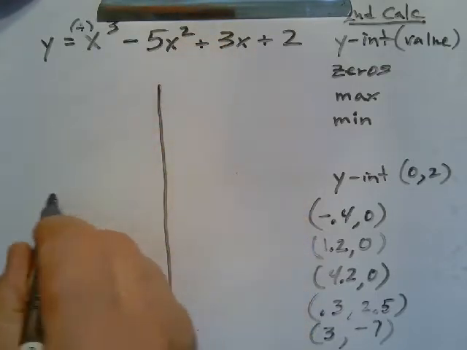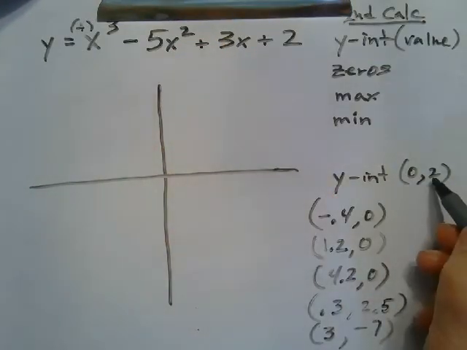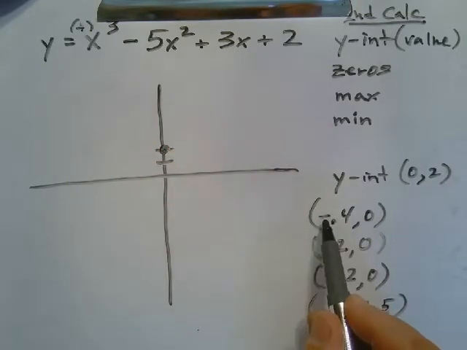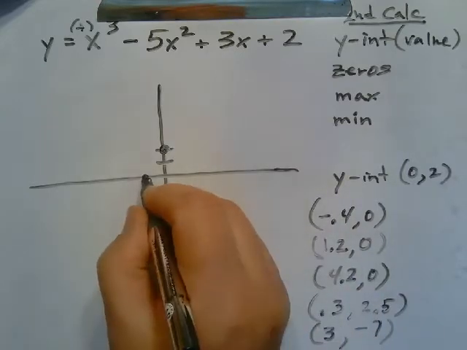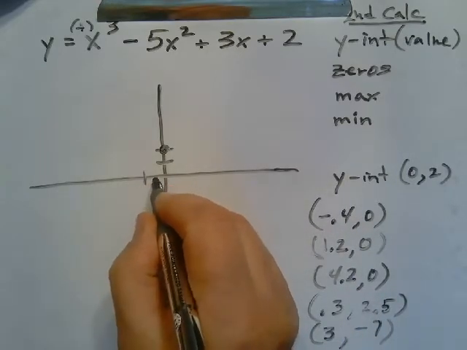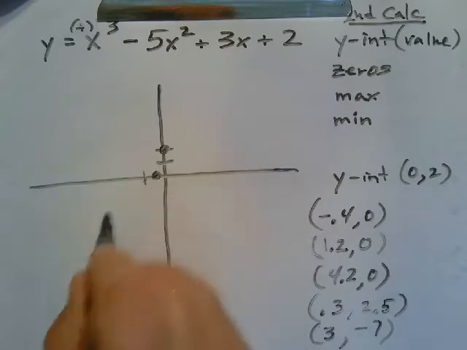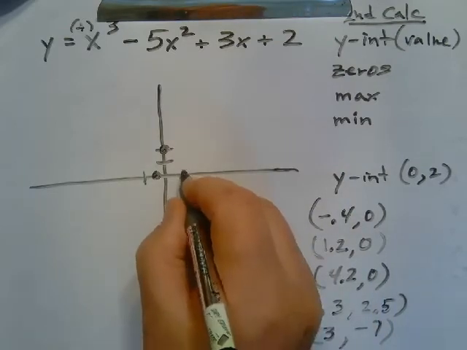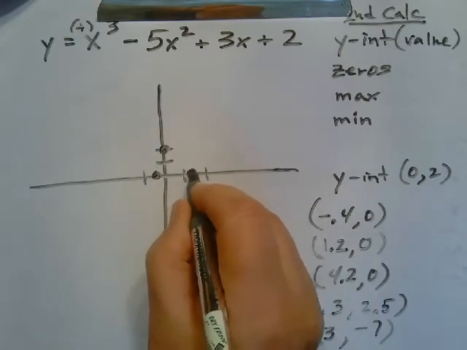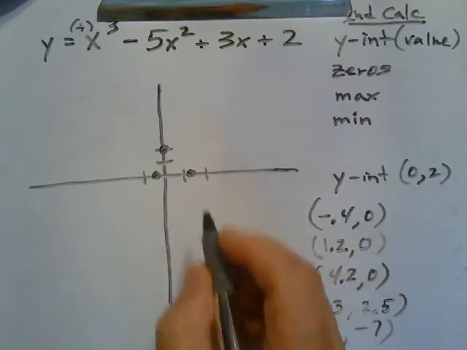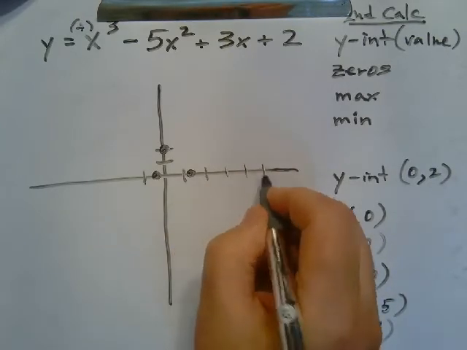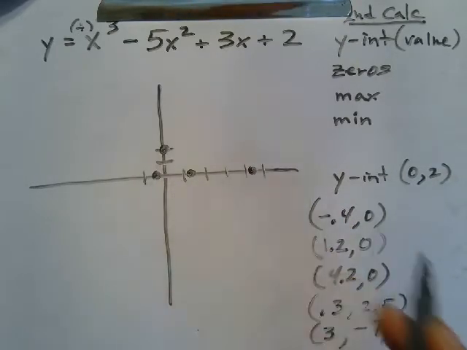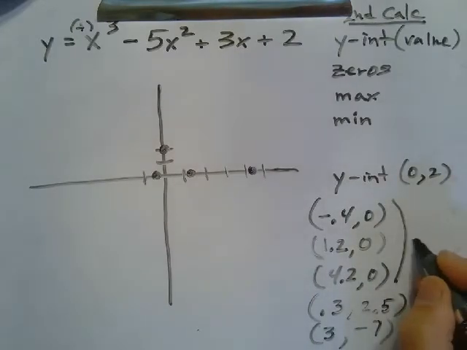Okay, the y-intercept is at 0, 2. I've got a 0 at -0.4. -0.4 is about here. I've got a 0 at 1.2. That would be about here. And another 0 at 4.2. 3, 4, 1, 2, 3, 4.2 is about there. So there's my y-intercept and my 3 zeros. These were all the zeros here.